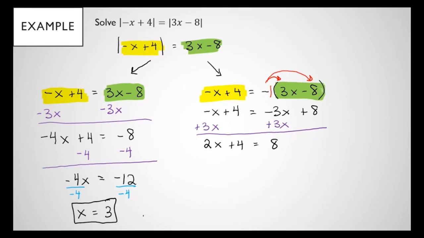So I've got 2x plus 4 equals 8. So I need to move the 4. So I'm going to subtract 4 from both sides. So we get 2x equals, and then 8 minus 4 is 4. So 2x equals 4.